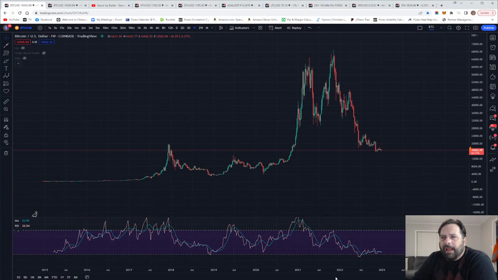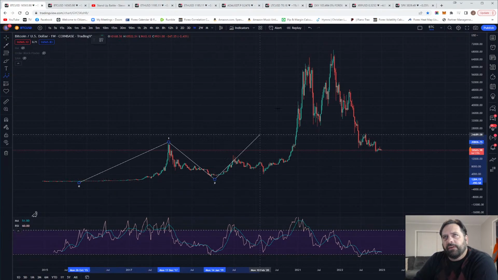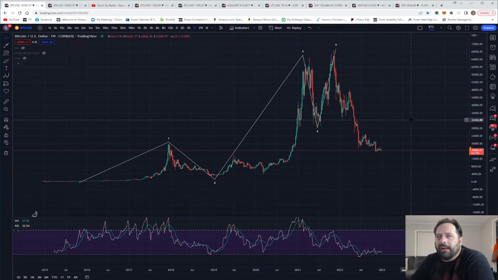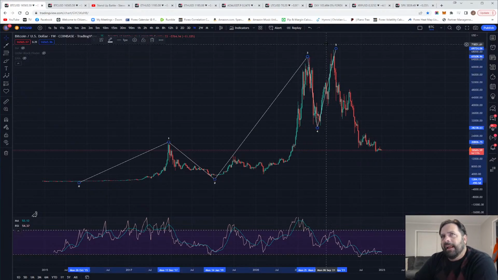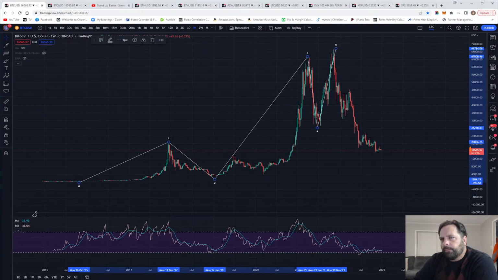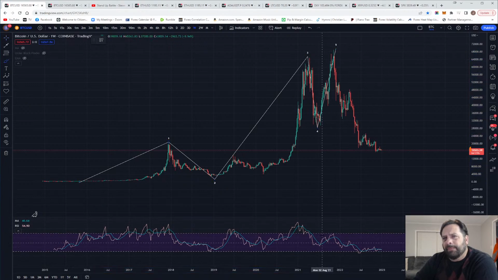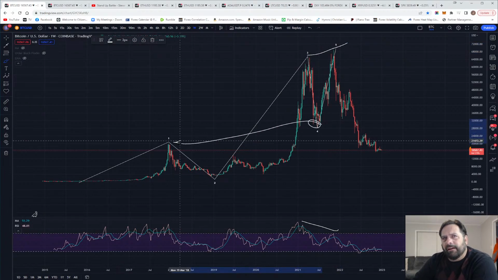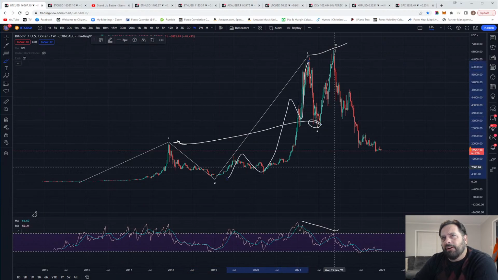I like this, without supporting it a whole lot, as a 1, 2, 3, 4, and a 5. Now I've got other counts. I've looked at it different ways, but I really like this count where we finish right here. We've got some divergence here, as we expect to see, between the wave 3 and wave 5. Wave 4 didn't come into the territory of wave 1. We got a nice 5-wave count right here.